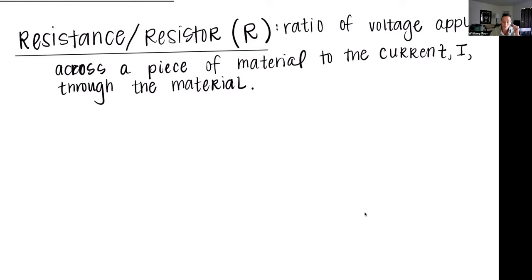Our resistor, in terms of picture, is always a little squiggly line. You could also draw a straight line and then a squiggly line over it. So here is my resistor when I draw it in a circuit. A resistor by definition is V over I, so the voltage per current.